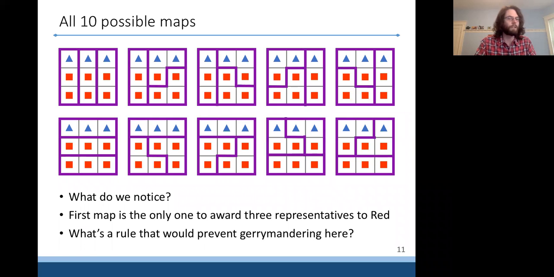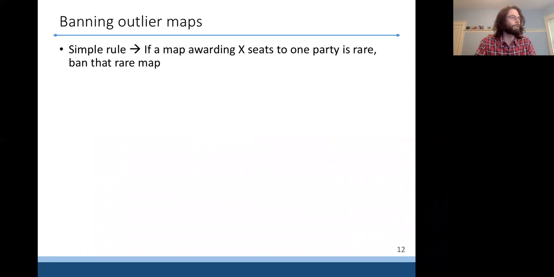And so we think, what's a rule here that would prevent gerrymandering? And the simple rule that I'm going to state, because simple is important when you're talking about actually making laws or things involving voters, right? Outside the world of just math. So the simple rule would be, if a map awarding X seats to one party is rare, let's ban that rare map. And I'm going to call this the banning outlier maps rule.